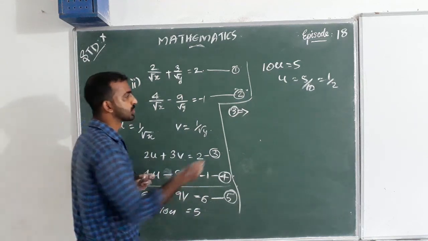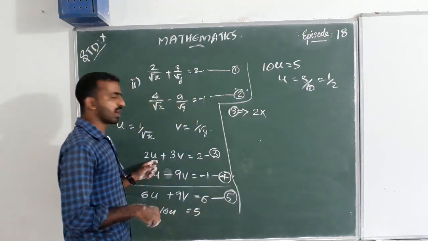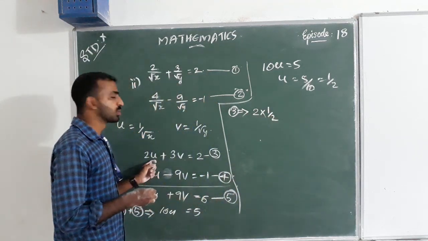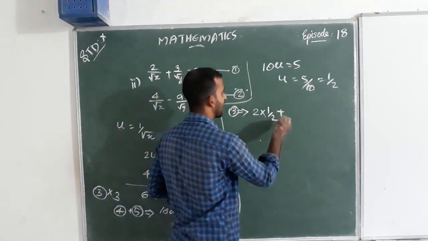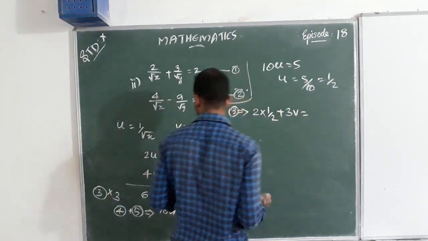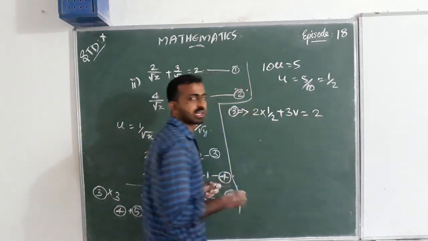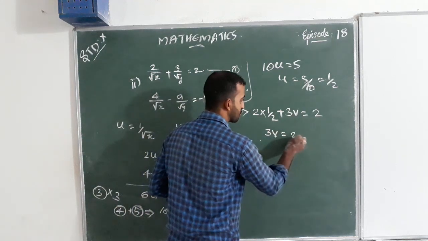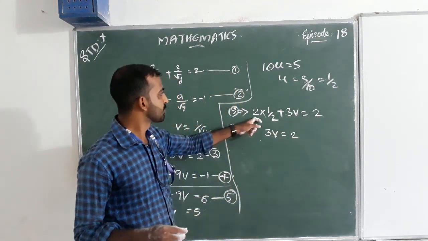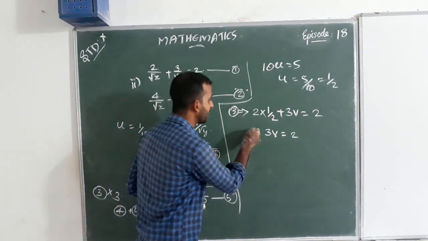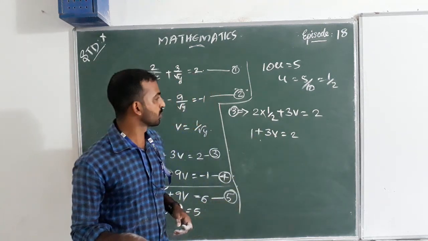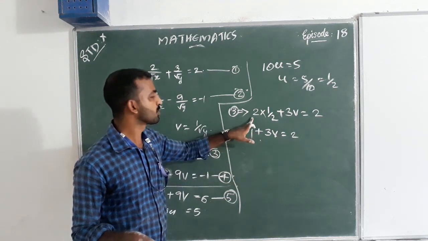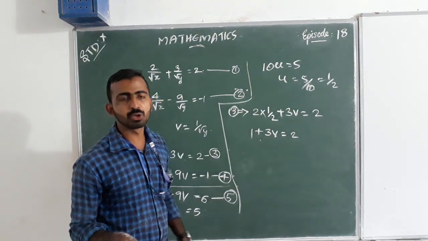Equation number 3 implies 2 into what is the value of u? 1 by 2. Is it? Yes. 2 into 1 by 2 plus 3b equal to 2. Because 2 into 1 by 2 we get 1. So 1 plus 3b equal to 2.